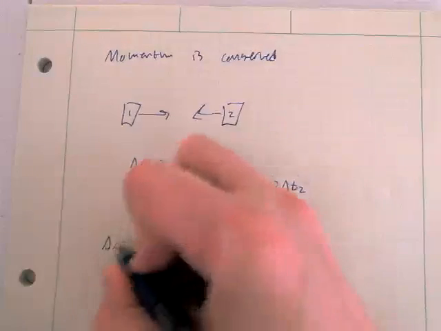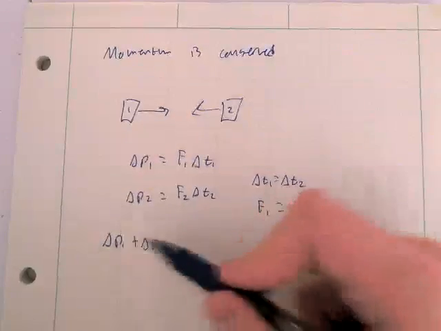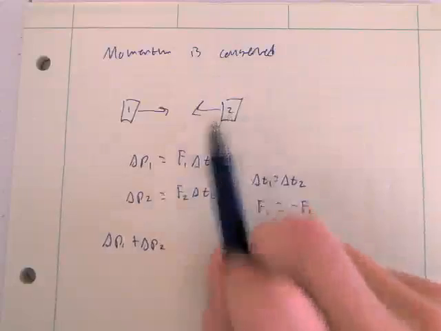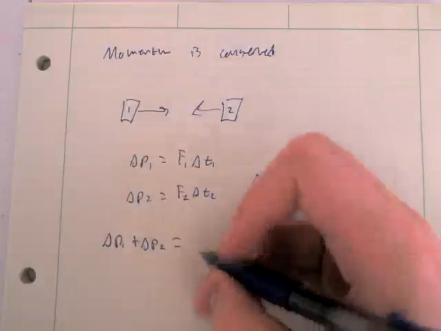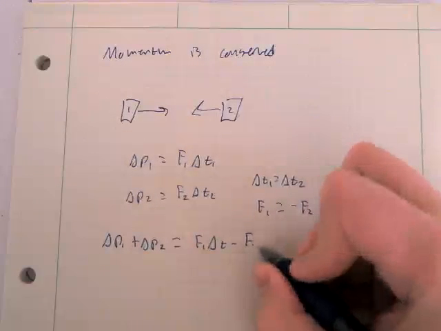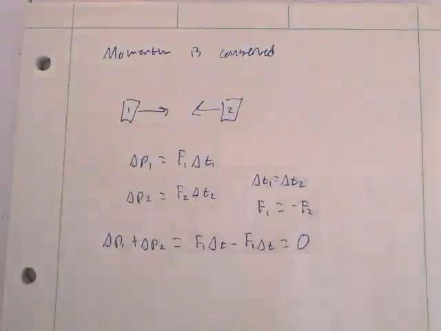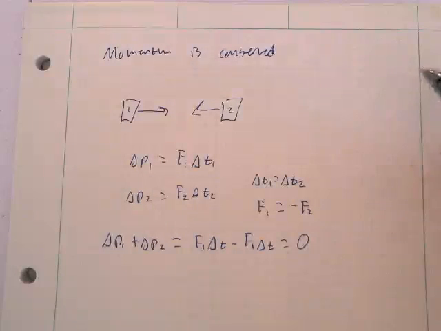So obviously, if I take delta P1 and add it to delta P2, the two impulses, the momentum of object 1 is going to change, and the momentum of object 2 is also going to change. But the total momentum of the system has to remain the same. So if I add up all the changes in momentum, we'd better get 0. We're going to have F1 delta T minus F1 delta T. Nice and simple. Obviously, these cancel out, and so the overall change in momentum will be 0. So this allows us to write a very similar equation to what we had with our conservation of energy.